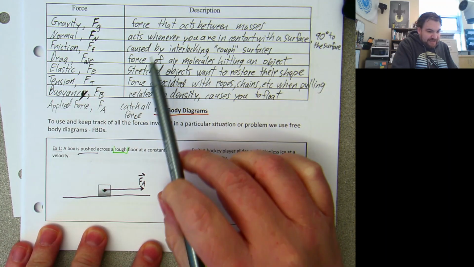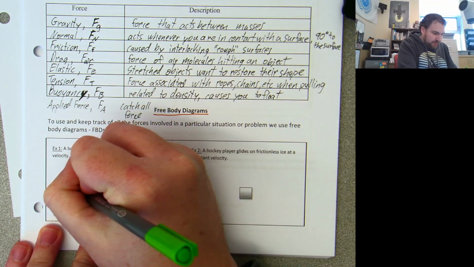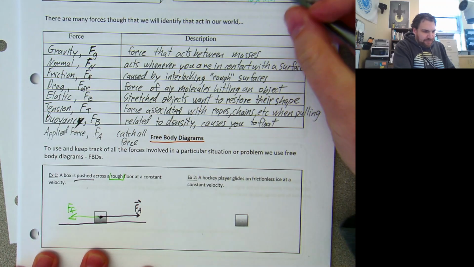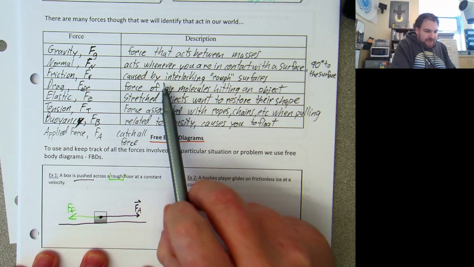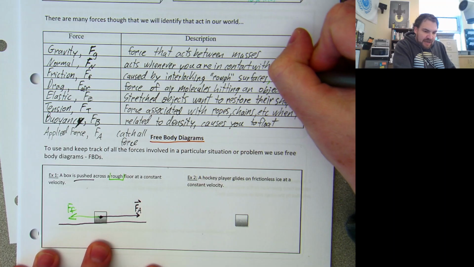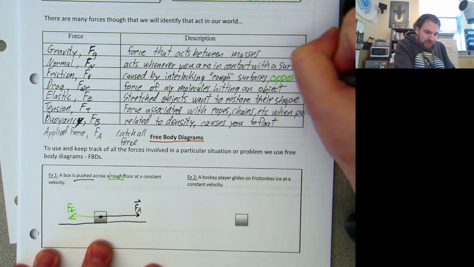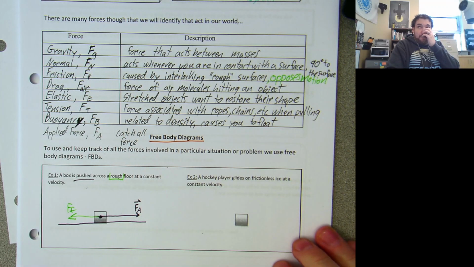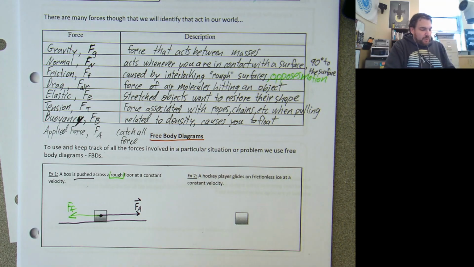Did we say that up here? We didn't. So let's go back up here and add that. Up where it says we've got friction caused by interlocking rough surfaces, I should have had that added yesterday, and I'm sorry I didn't. Friction always opposes motion. So we've got our applied force to the right. Emma decided it was to the right for totally arbitrary reasons. Friction has to be to the left because it's going to oppose the motion here.